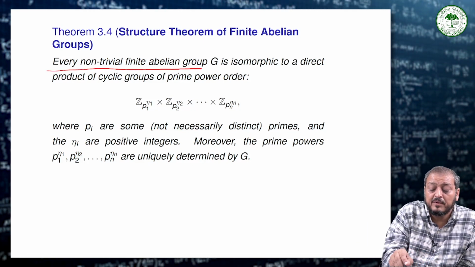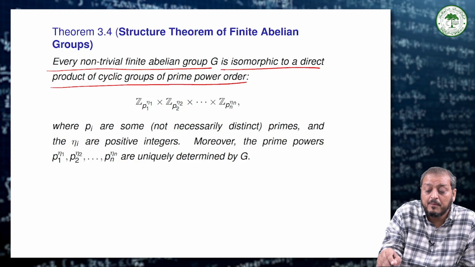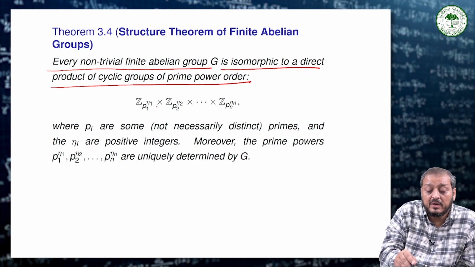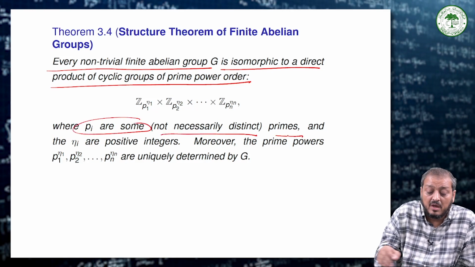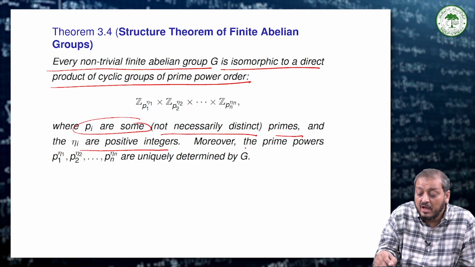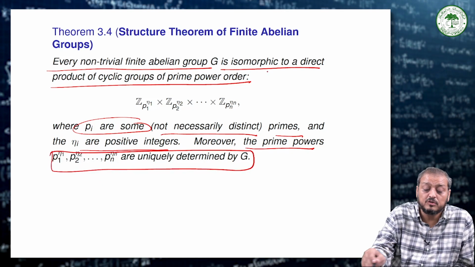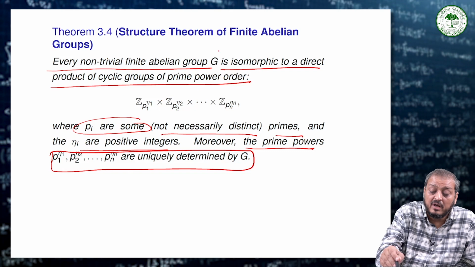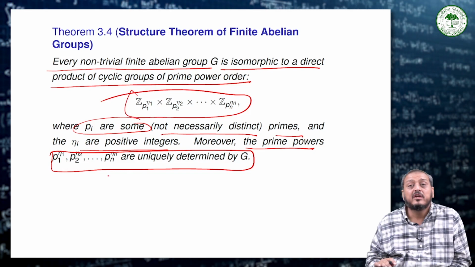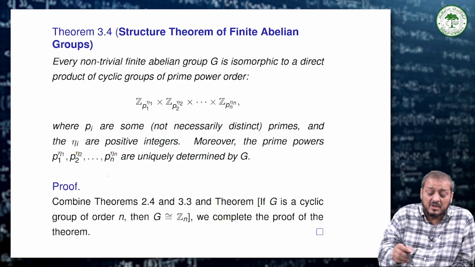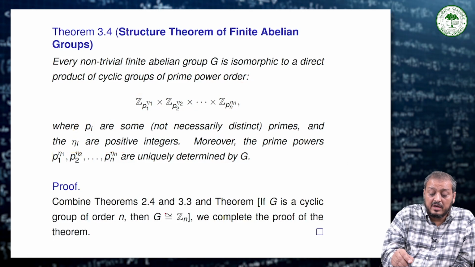Every non-trivial finite abelian group G is isomorphic to a direct product of cyclic groups of prime power order, Z_{p1}^{n1} and so on, where the p_i are some not necessarily distinct primes and the n_i are positive integers. Moreover, the prime powers are uniquely determined by G. Now we have to combine Theorems 2.3 and 3.4 to get into this form.